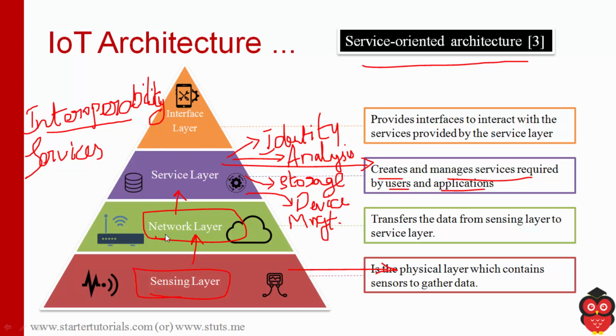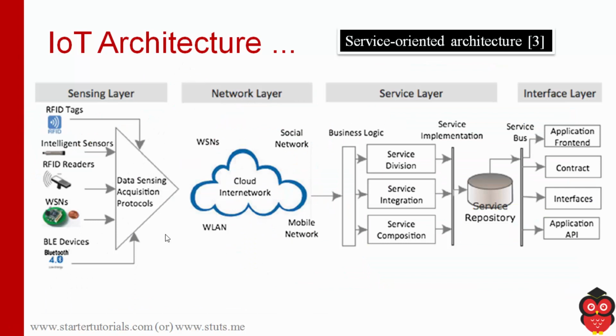Okay, and on top of the service layer we have the interface layer. Typically this layer contains the applications which allow the users to access services. So you can see here this layer provides interfaces to interact with the services, right? So that is about service oriented architecture. So this is the pyramid representation of the different layers, that is 4 layers. So the same architecture can be seen like this also. This is a horizontal representation instead of a pyramid representation.